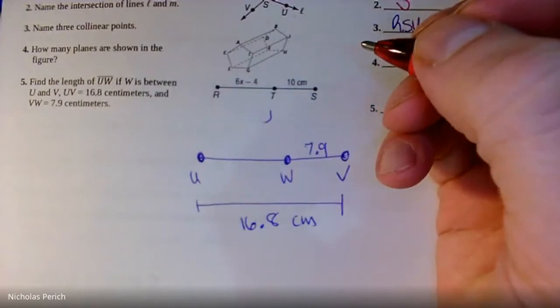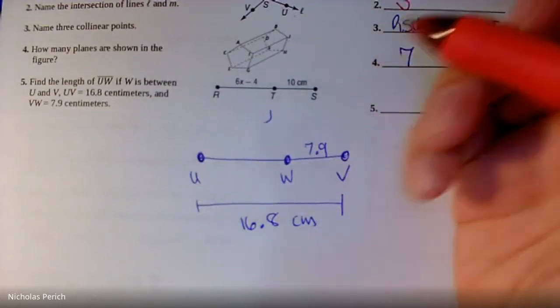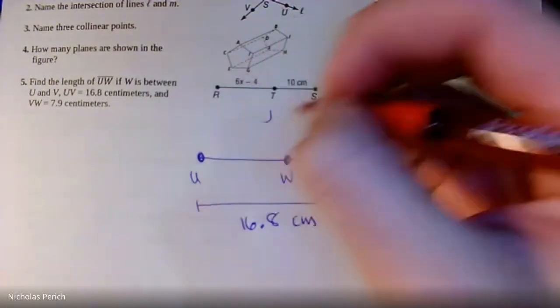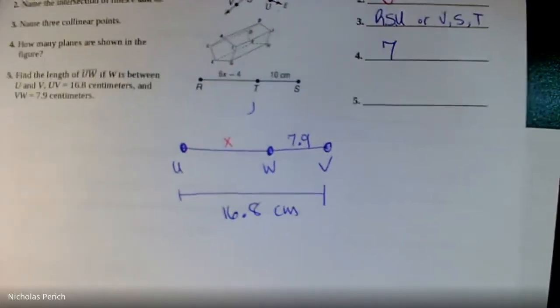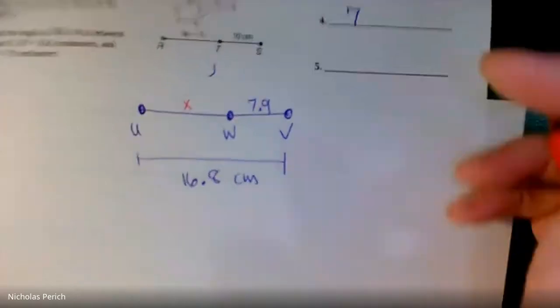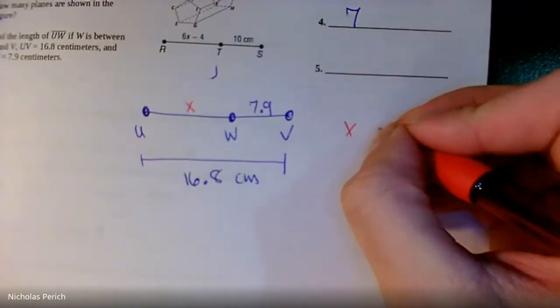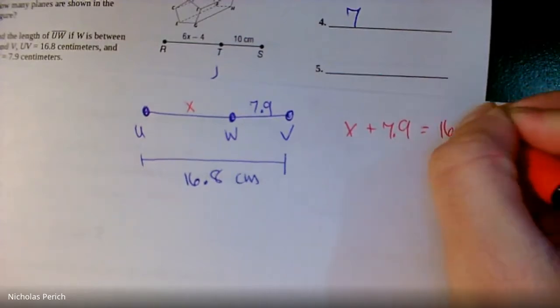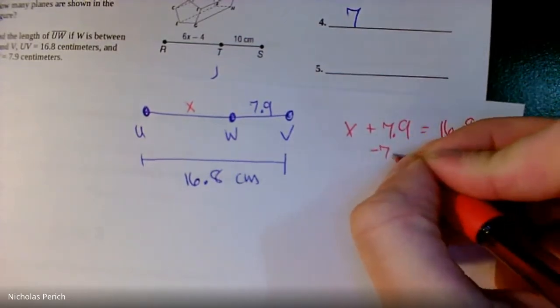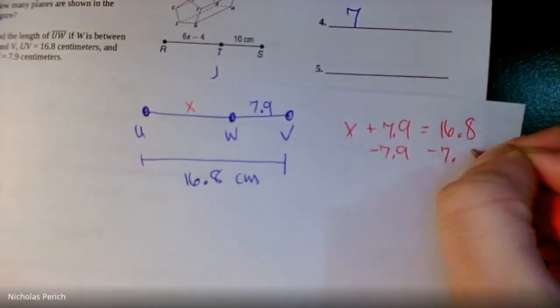I know UV. Well, I don't know UV, right? Is that what I'm looking for? Oh, find the length of UW. Okay, so UW is what I need to find. I'll call that X. So the most simple equation that I can come up with is X plus 7.9 equals 16.8 minus 7.9.